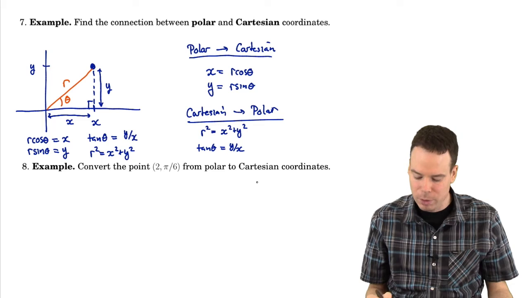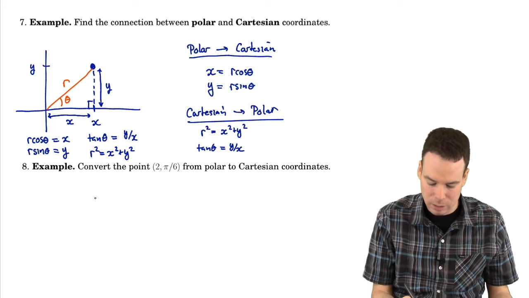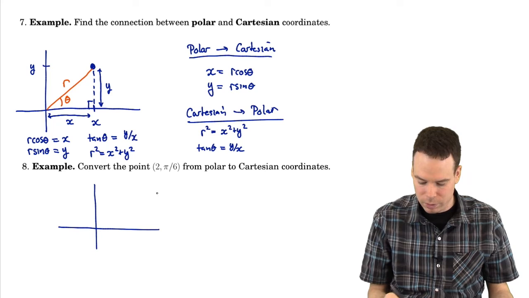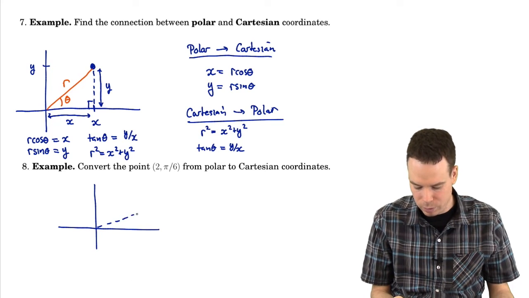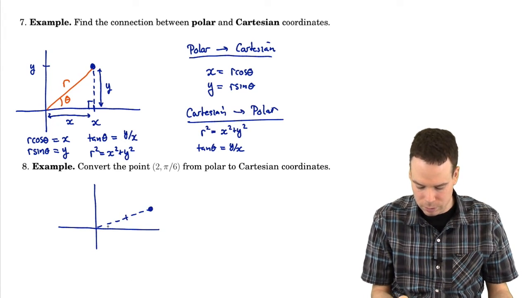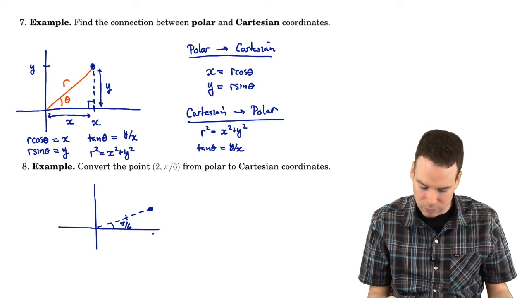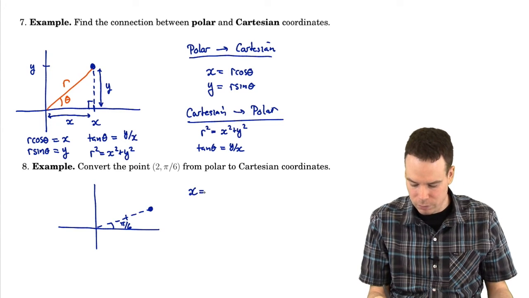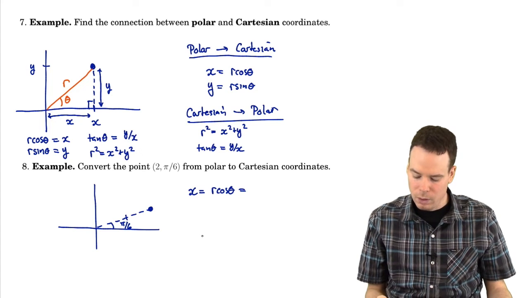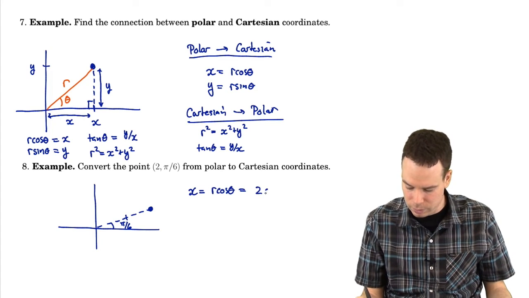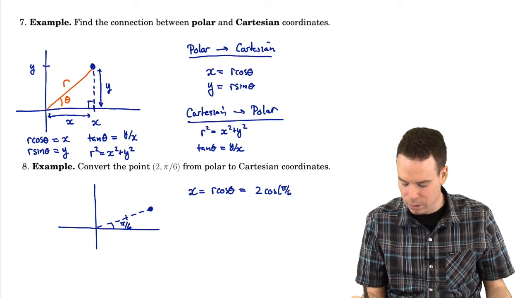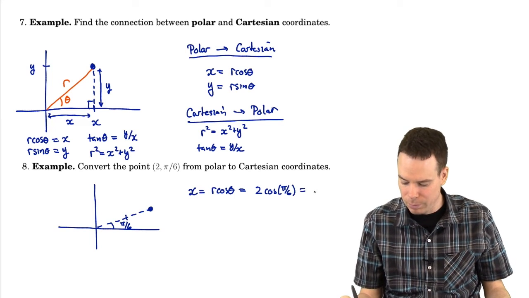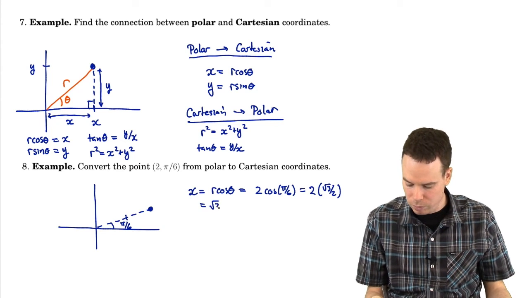Let's convert the point (2, pi by 6) from polar to Cartesian. So in our polar coordinates, we're looking at (2, pi by 6), so it's somewhere down here, 2 units along, at an angle of pi by 6. What are the Cartesian coordinates of this point? Well, we're going to use the conversion that x is r cos theta. What is r? That's 2. What is theta? That's pi by 6. Cos of pi by 6 is root 3 over 2, so x is root 3.